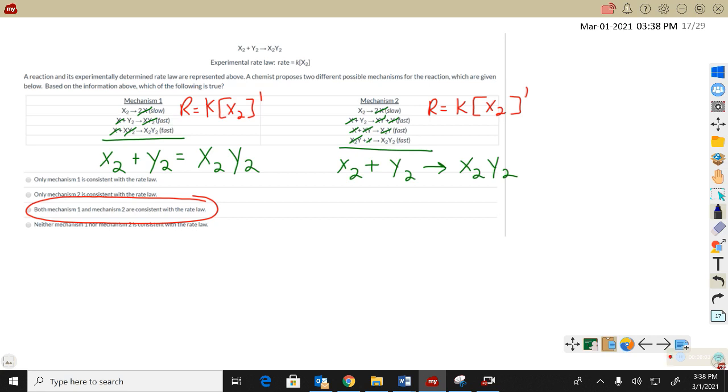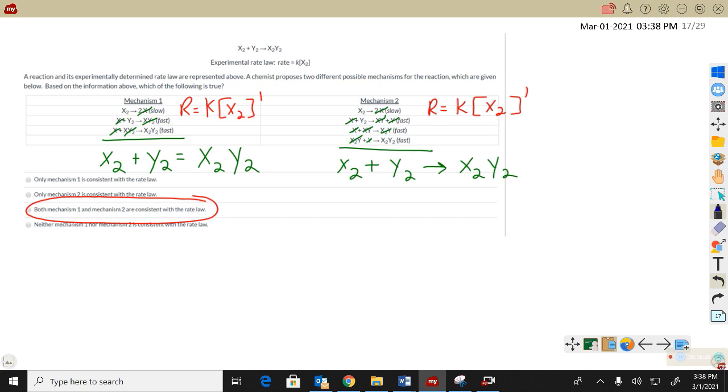So here's another one where the Y2 does not appear in the experimental rate law. So I would assume then that it is zero order with respect to the Y2. As long as sufficient Y2 is present, changing the amount doesn't affect the rate. So in this case, both are acceptable mechanisms. And that's the best we would do, is just to say that they're both acceptable.